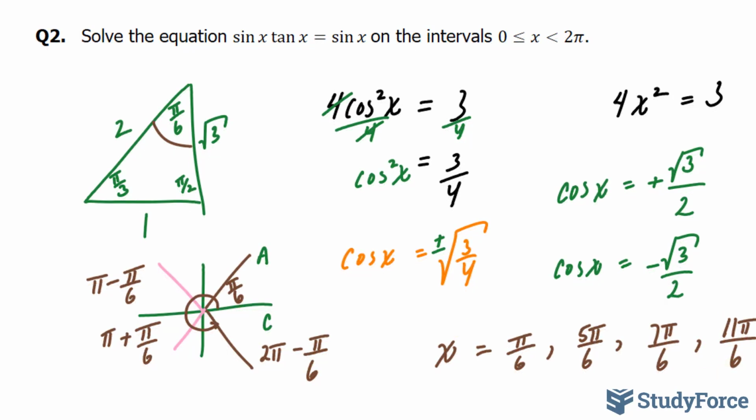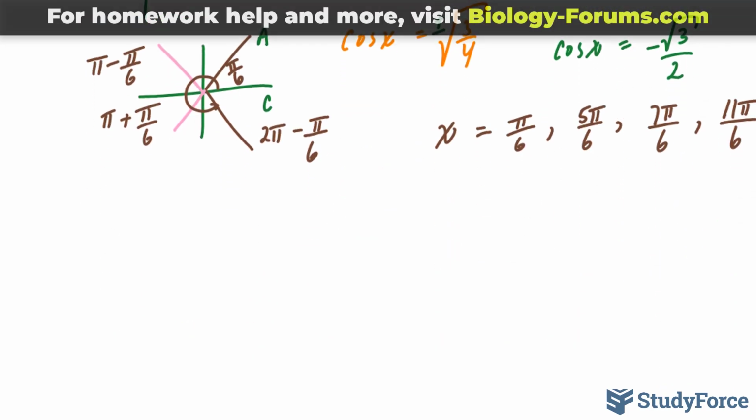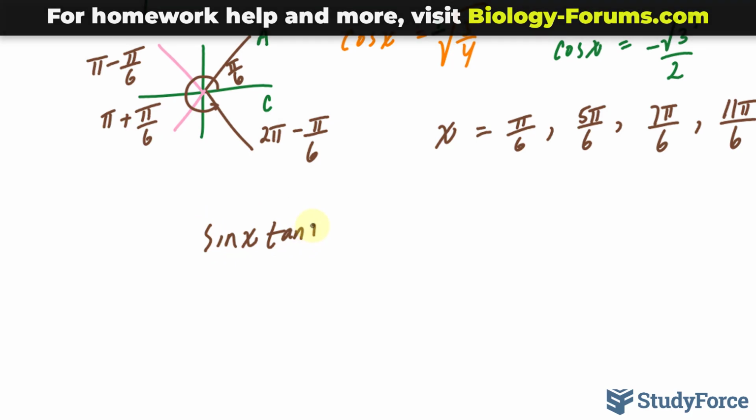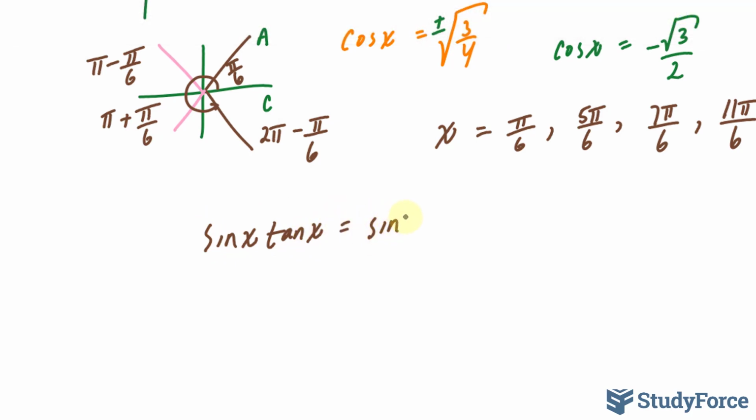Now let's move on to question 2. Question 2 reads, solve the equation sine x tan x is equal to sine x on the interval between 0 and 2 pi. Let's rewrite that underneath. Sine x tangent x is equal to sine x between 0 and 2 pi. Now you'll probably be tempted right away to divide both sides by sine x. However, by doing that, you're missing out on some essential angles. So there's a better way.